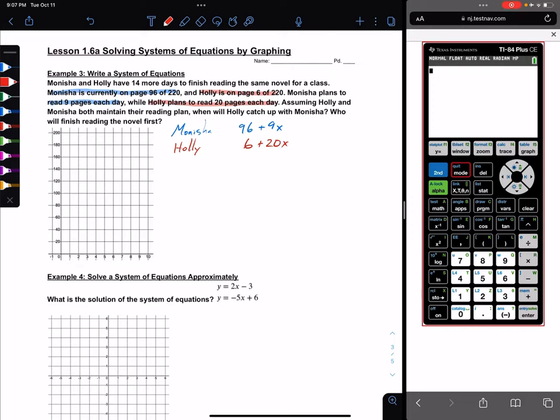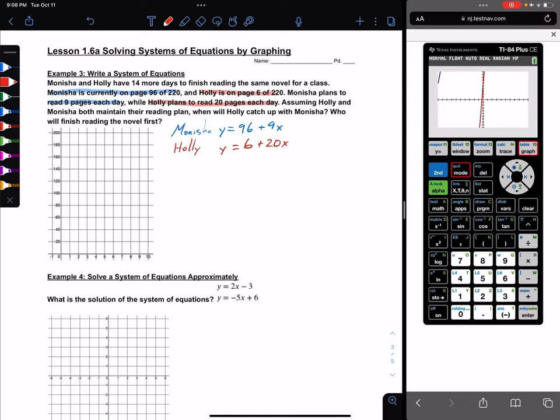Well, let's see. Monisha will be y equals 96 plus 9x, with y being the total number of pages, and Holly would be y equals 6 plus 20x. So let's plot these. Take note that the graph that comes up on the calculator first probably isn't going to make a whole lot of sense because of our window range, but the table we can use. If I type those in and hit graph, that graph does not help me much at all.